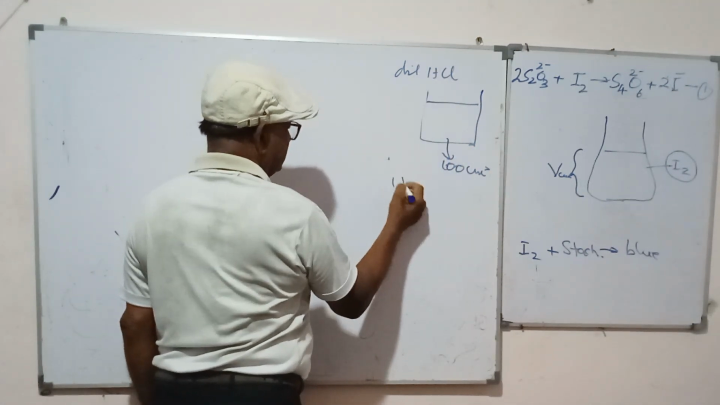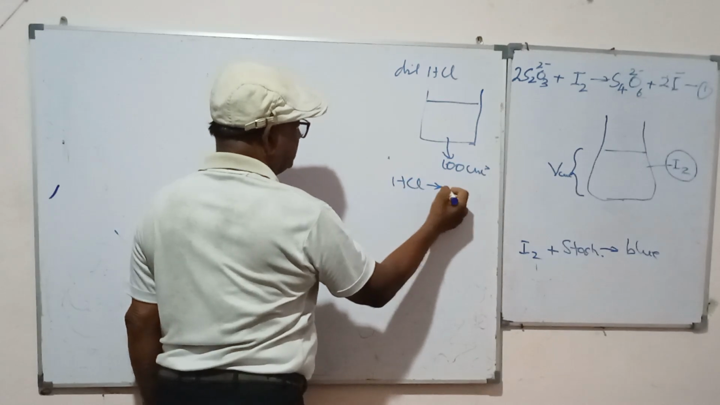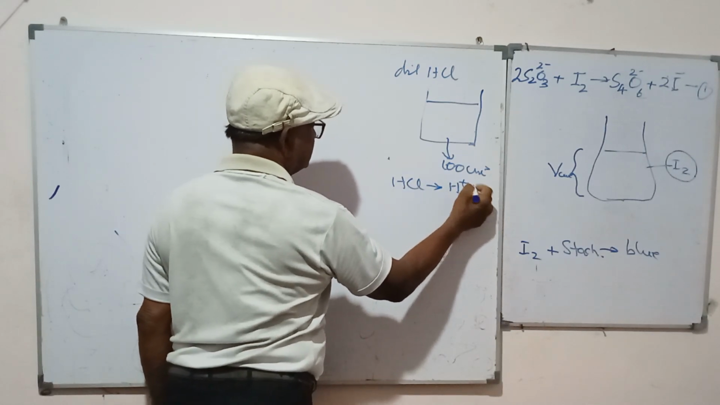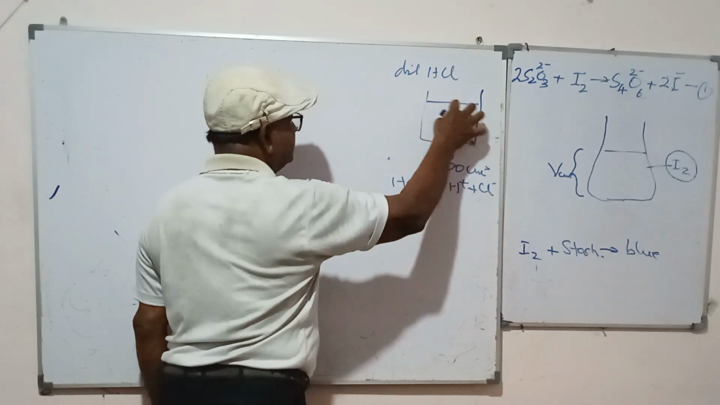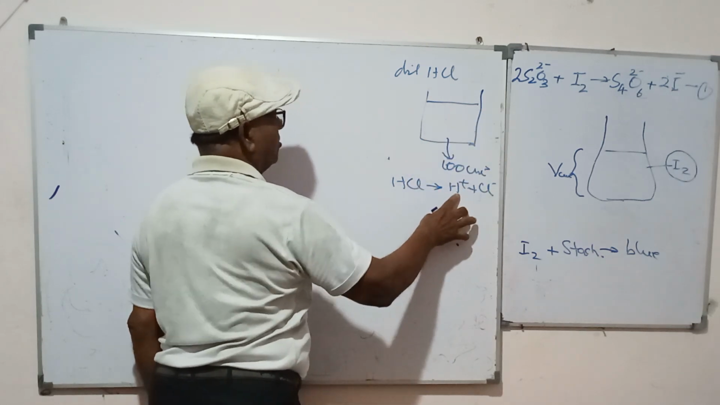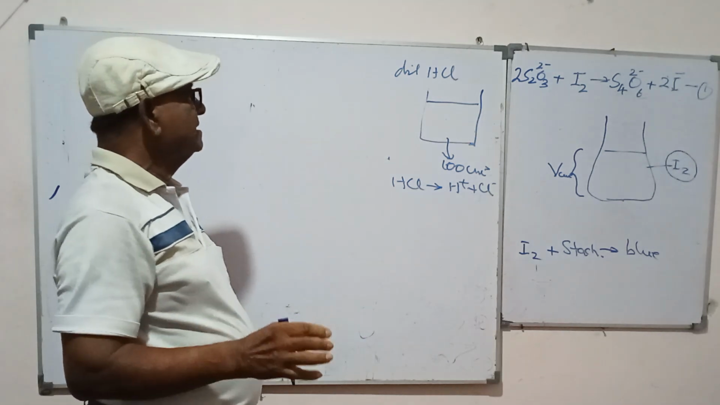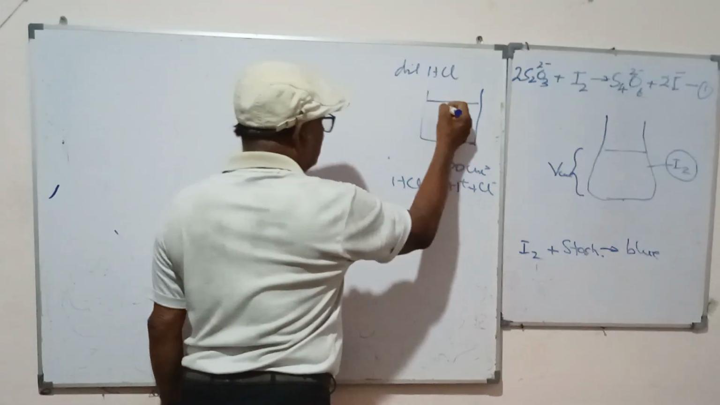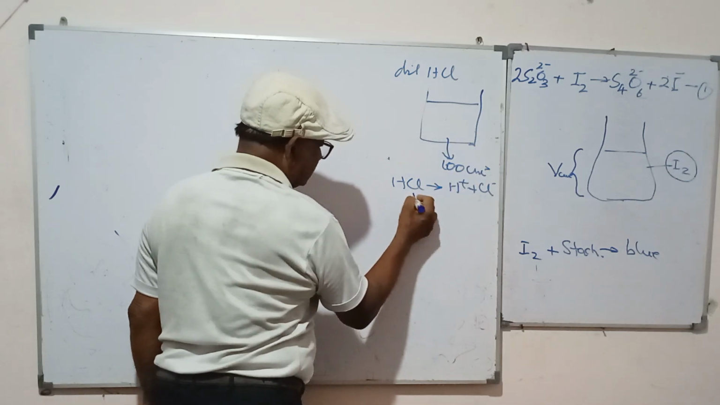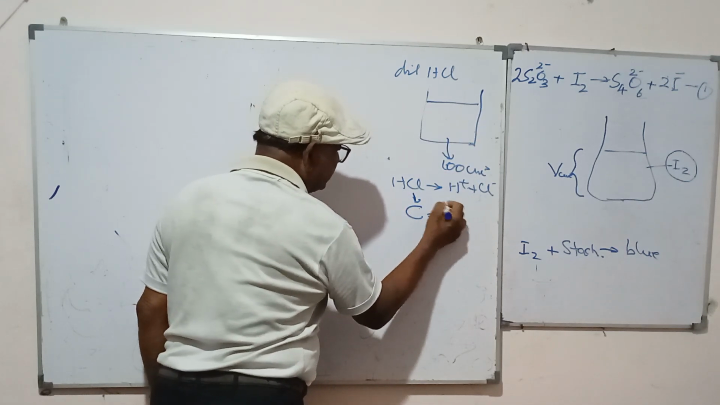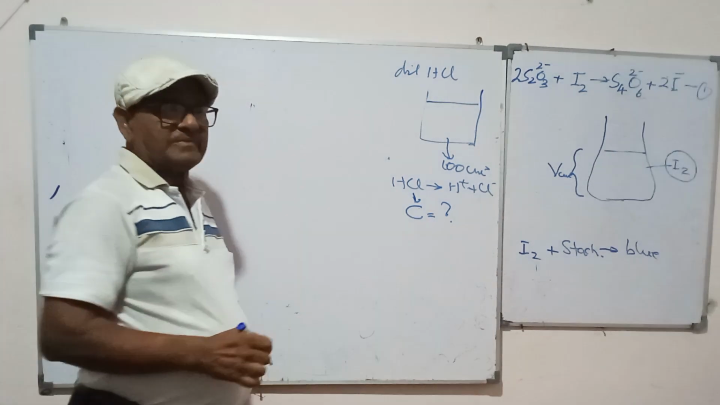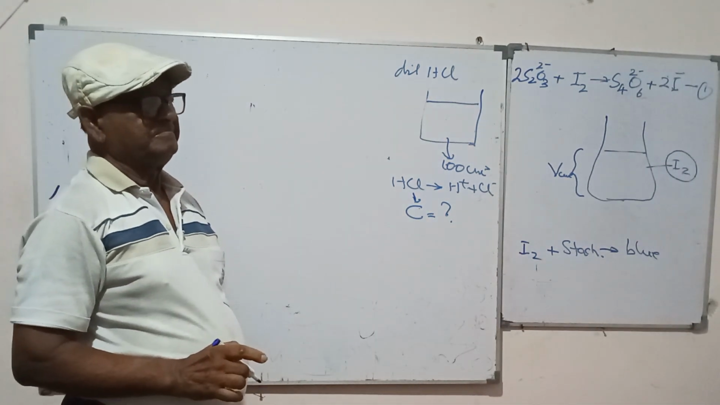Right? HCl ionizes to give H plus and Cl minus. This solution contains Cl minus ions totally because HCl is a strong acid. Then we are going to find out what is the concentration of HCl, to determine.